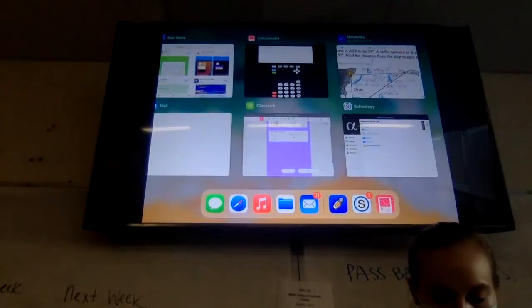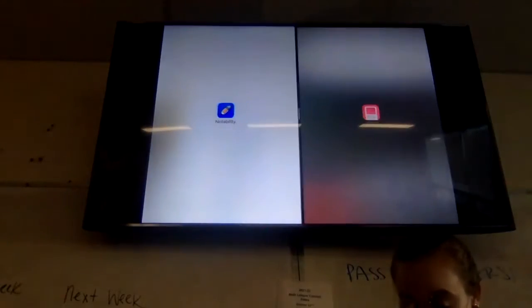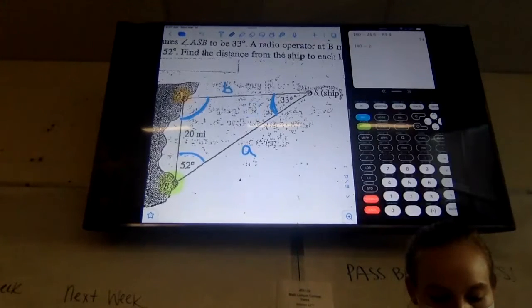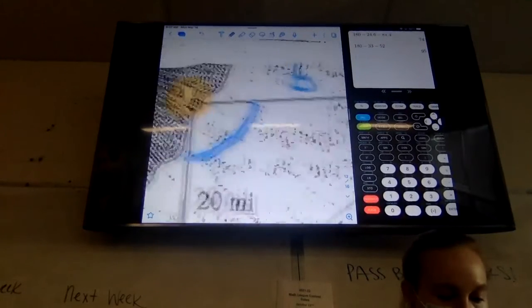Let me find, that is not what I want. Do this. So 180 minus 20. Oh, sorry, no, that's wrong. 180 minus 33 minus 52. That gives me 95. So angle A is 95.